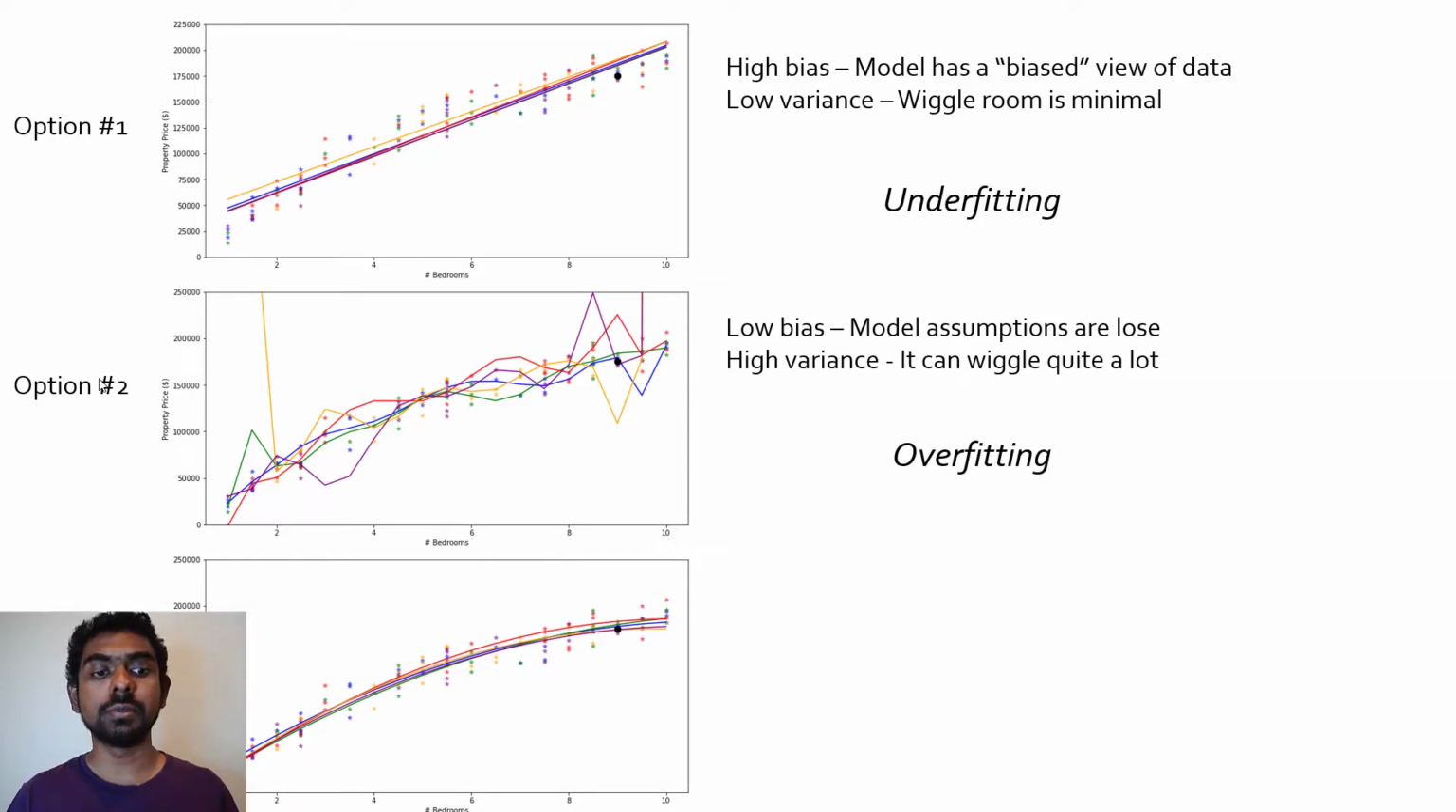Finally, the best option we have seen so far is using a model that has a moderate degree. It leads to a low bias, low variance model.